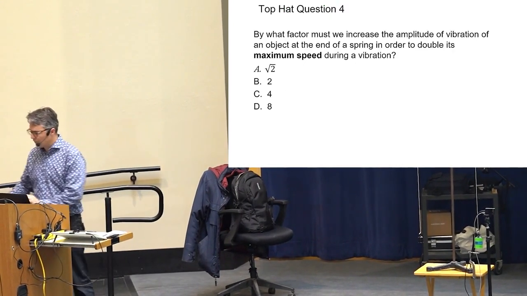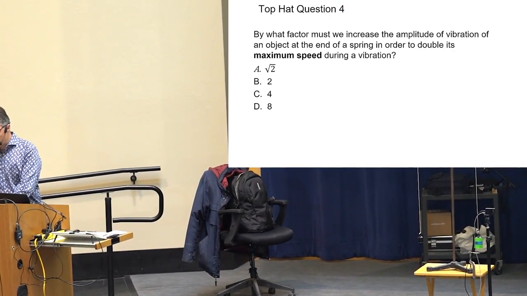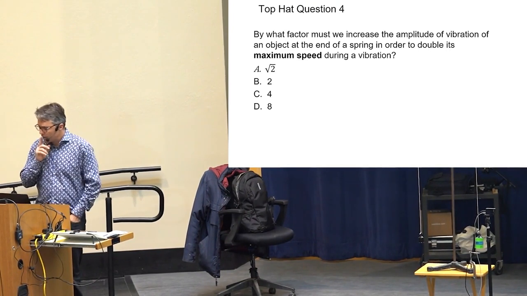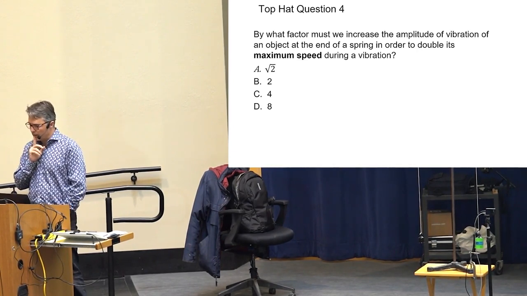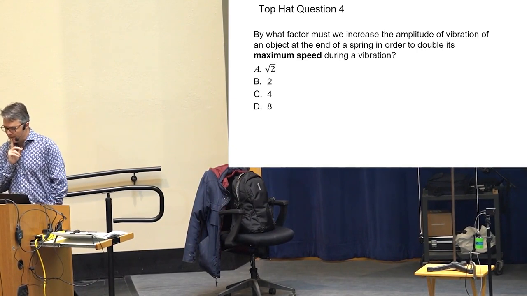Okay. Do a couple of quick top hat questions. By what factor must we increase the amplitude of vibration of an object at the end of a spring in order to double its maximum speed during a vibration?